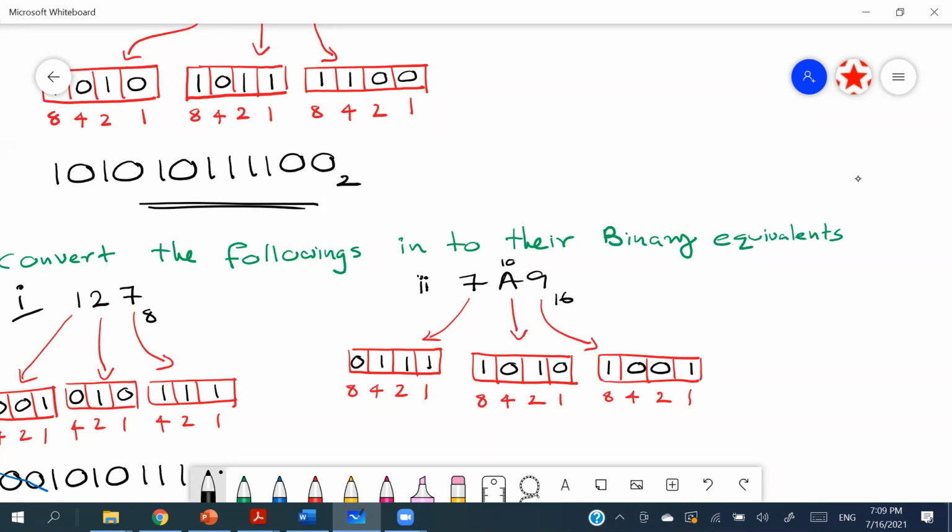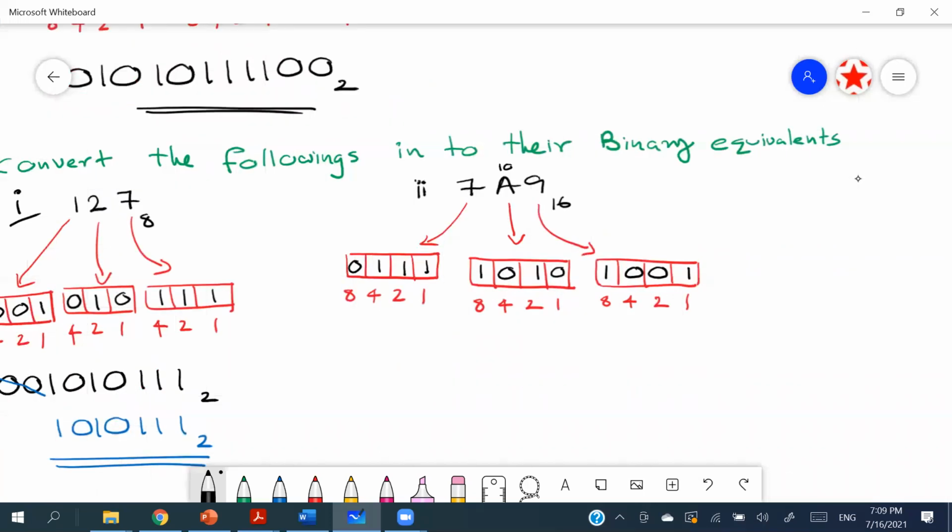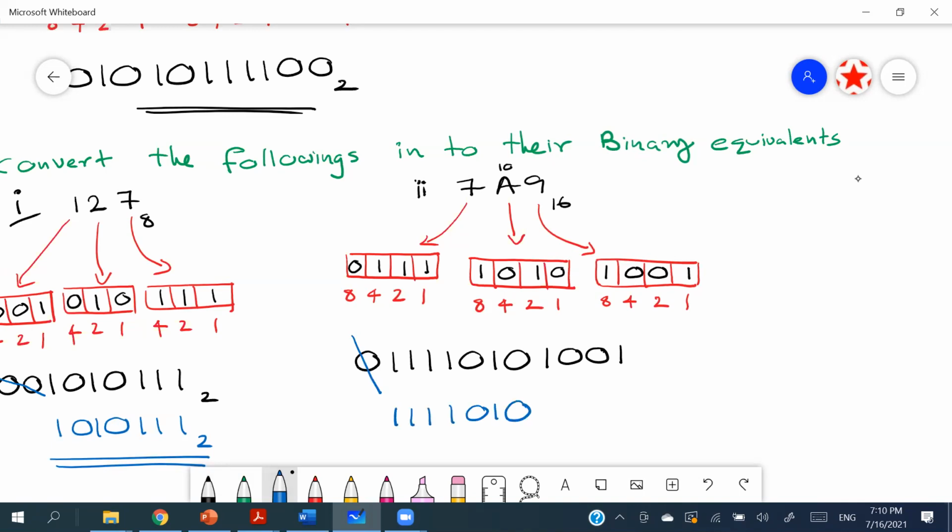So the answer can be written starting from 0, right from your left to right. So 0, 1, 1, 1, 1, 0, 1, 0, and 1, 0, 0, 1. And this 0 can be disregarded. So you can write the answer 1, 1, 1, 1, 0, 1, 0, 1, 0, 0, 1 in binary. Simple as that.